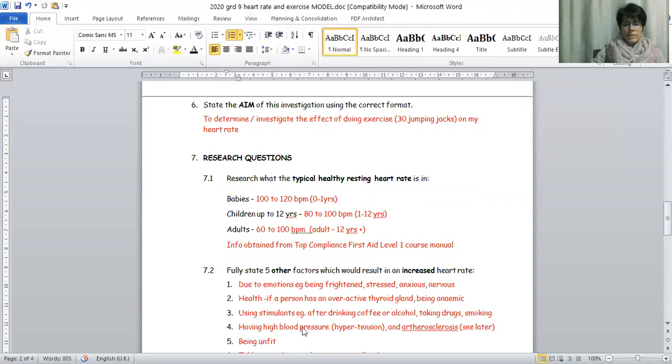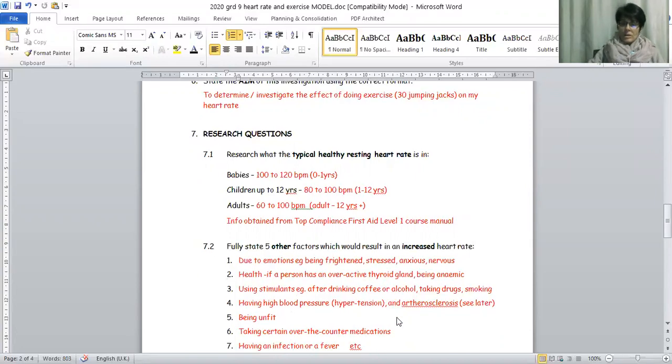Using stimulants, like drinking coffee. I had a cup of coffee just now, and I was taking my radial pulse. When I did it in the video of lesson 4, I think it was, I was just watching it to see what I said, and I was counting my pulse there. I just had a cup of coffee now, and I could feel that my heart rate was higher. So maybe we should cut down on the coffee, hey? All right, because it's a stimulant.